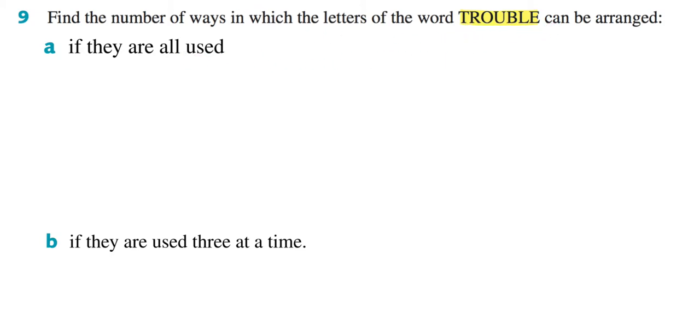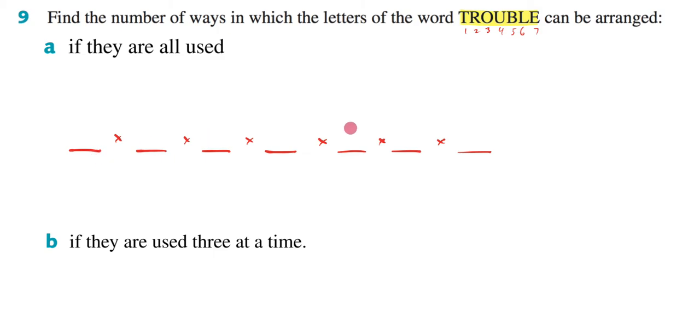Well, how many letters do we have here? We have 1, 2, 3, 4, 5, 6, 7. And if we're going to use all of them, we're trying to think of the ways that we can rearrange these 7 letters into groups of 7. So in other words, what we're doing is we're going to have 7 positions: 7, 6, 5, 4, 3, 2, 1.